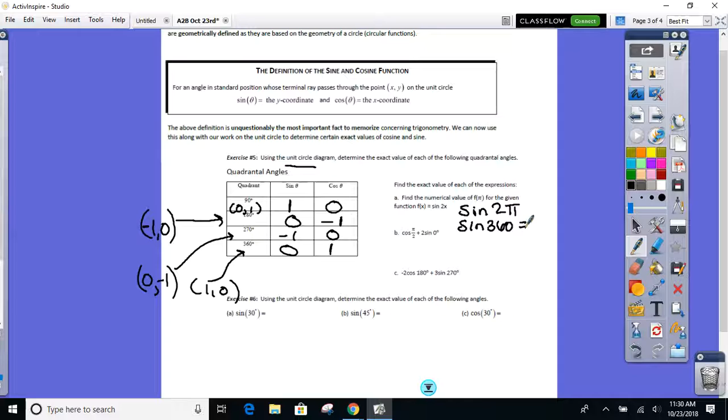And we can use the table. It's already there, so I'm not going to force you to go back to the unit circle. Sine of 360, 0. Okay.